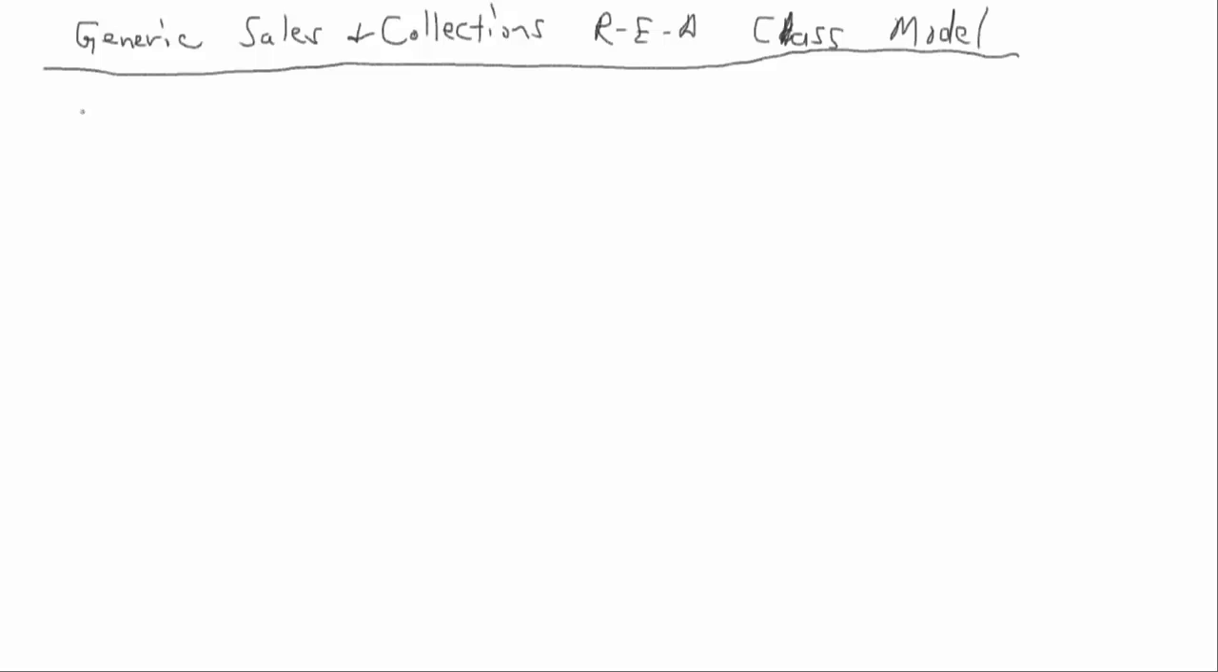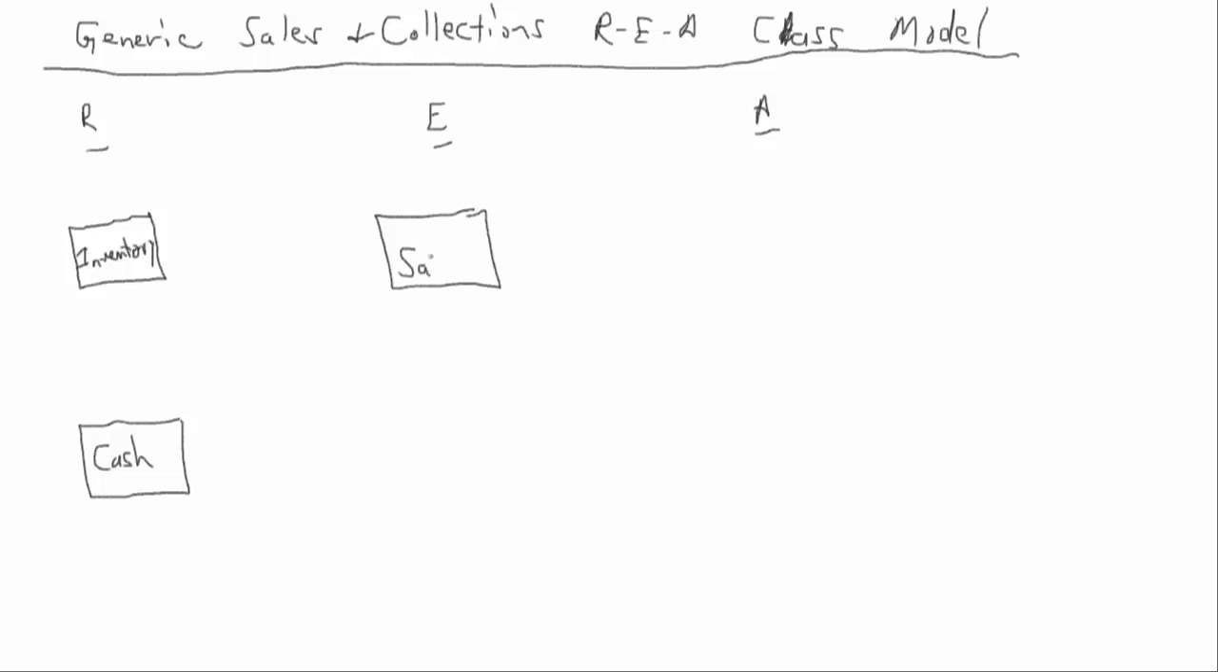So since it's REA, we'll have resources in one area, the events in one area, the agents in another area. And the two key resources we'd be dealing with are the inventory that we're selling and the cash accounts. And keep in mind that inventory may be the services we offer, the inventory of services if we're a service-based organization. But we have some kind of a resource that we're selling. So the events are generally going to be the sales activities and the cash receipts.